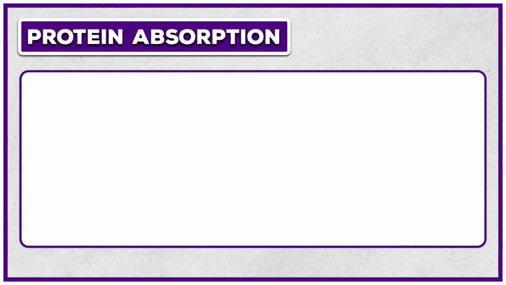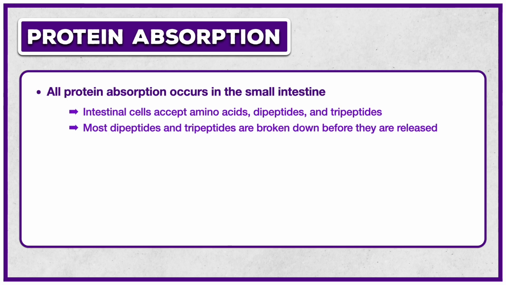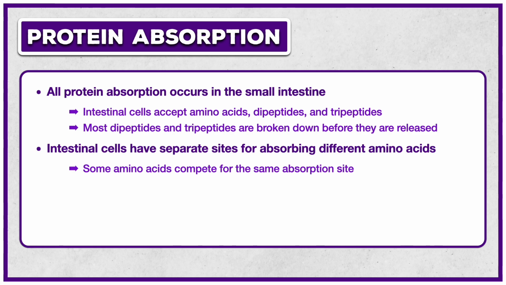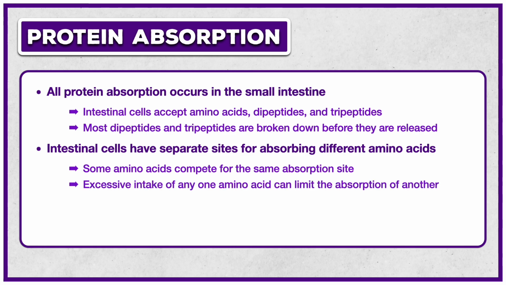Next, we have protein absorption. All protein absorption occurs in the small intestine. Intestinal cells accept amino acids, dipeptides, and tripeptides, but then most dipeptides and tripeptides are broken down before they're released. Notably, intestinal cells have separate sites for absorbing different amino acids, and some amino acids compete for the same absorption site. Thus, according to Sizer and Whitney, excessive intake of any one amino acid can limit the absorption of another.